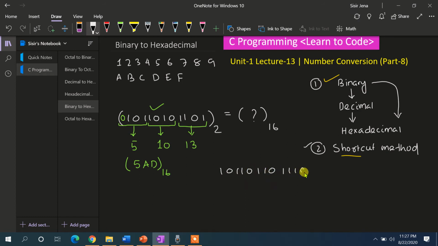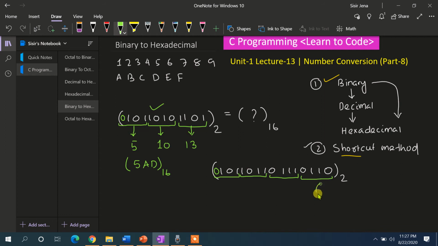10111010, whatever that may be, this is a bigger number given to you and you are asked to find out its hexadecimal equivalent. So what you are going to do, you have to combine the digits, 4 digits from right to left. So this is 4, this is 4, again one short will be there, so put one digit over here, 0.